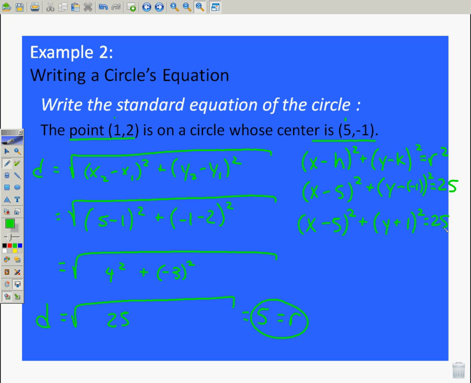You see how this works? We had to find the distance between the point on the outside and the center. That's our radius. Our radius was 5. And so when we find the radius of 5, we can plug it into our equation. This is our answer. Yes, it's a little bit of work to get there, but we're using the same formula over and over. This is the standard equation for a circle.